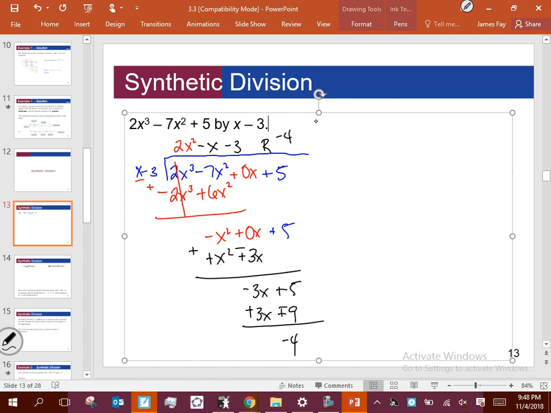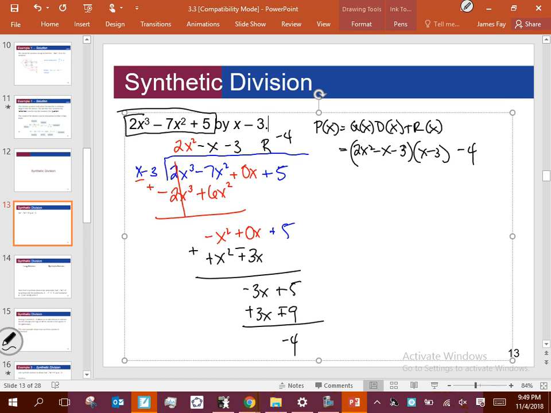I would write this as, p of x is equal to the quotient times the divisor plus my remainder. I would write this as 2x squared minus x minus 3 times x minus 3, minus 4. If I were to FOIL that thing out, it's going to give me back this original p of x.